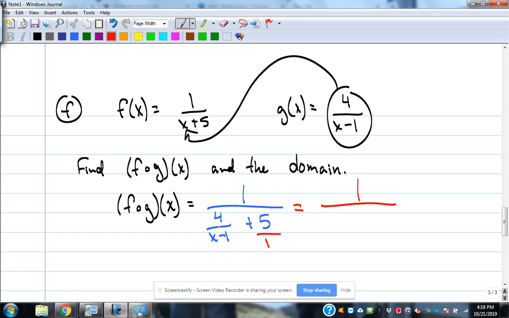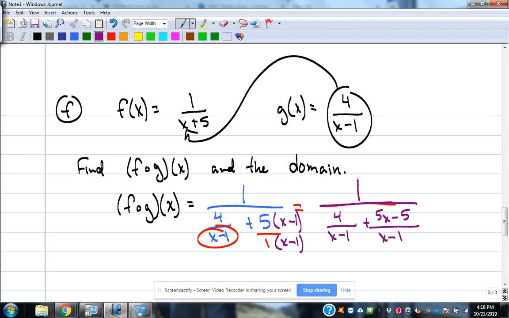A common denominator. Since this one has x minus 1 as a denominator and that one has a 1 as the denominator, the common denominator would just be the product of those two, which is just 1 times x minus 1. So we're going to multiply this one by x minus 1 on top and bottom to get a common denominator in that part of the problem. So that'd be 4 over x minus 1 plus 5x minus 5 over x minus 1. That's what we now have for this problem.